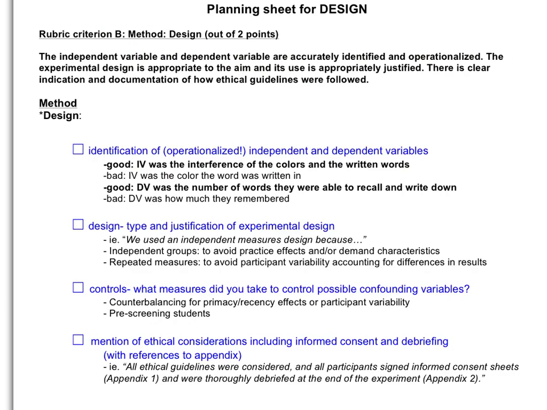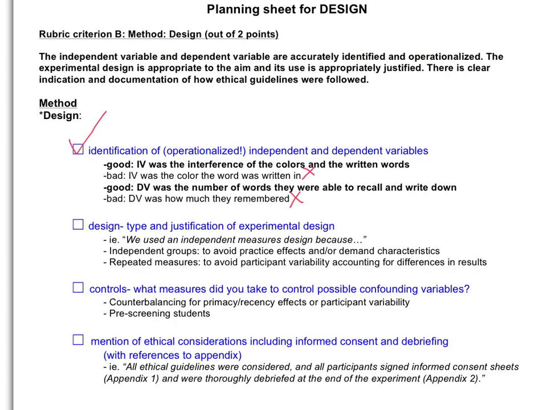Okay, now another example of a good dependent variable, this would be for any kind of levels of processing or a memory schema, anything like that, would be the number of words they were able to recall and write down. Do you see how that is different from how much they remembered? How much what? This one right here is not operationalized, okay? And this one is also not complete, but obviously we've got some good ones bolded. So that's the first thing we need to do.